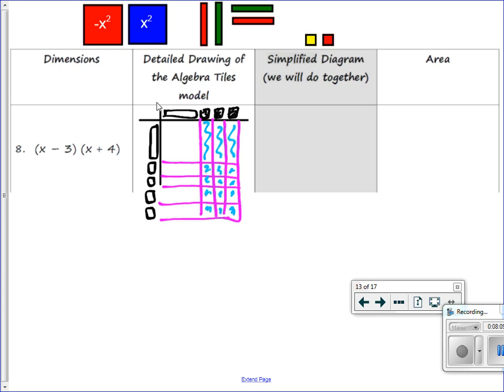Anything that is positive and negative will cancel if they're the same shape. So what is the final answer to that multiplication problem? X squared plus x. Yep, this cancels with the 3 down here, so we're left with an x minus 12. Perfect.